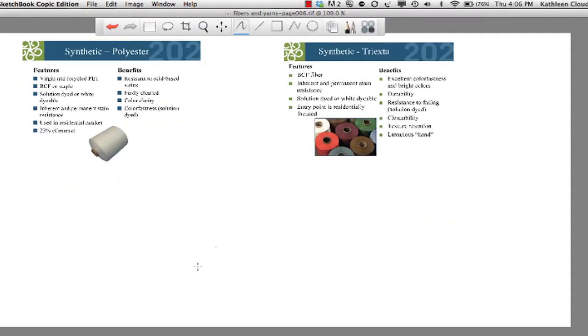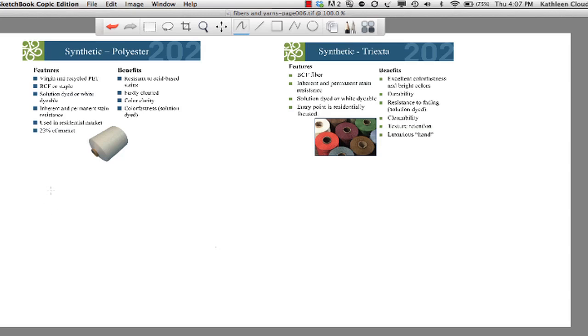Okay, polyester features include its luxurious soft hand, inherent and permanent stain resistance, and ability to produce bright colors. Other features include good abrasion resistance, fade resistance, and cleanability. Most of the stains can be removed with hot water extraction only.